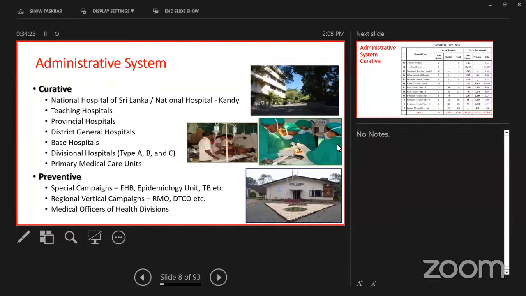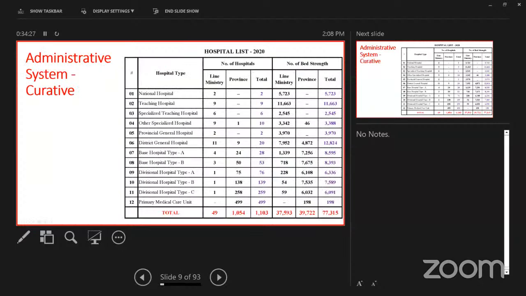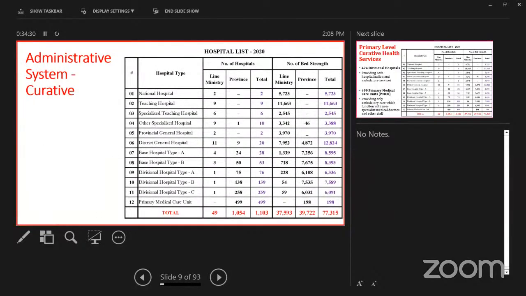This is for statistical purposes; I am giving you this data. There are 2 national hospitals and 9 teaching hospitals. This is according to 2020, but these may have changed now. I think there are now 10 teaching hospitals, and provincial general hospitals reduced to 1. Then specialized teaching hospitals 6, other specialized hospitals 9, district general hospitals 11, type B, like that.